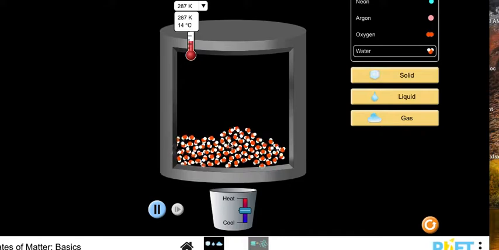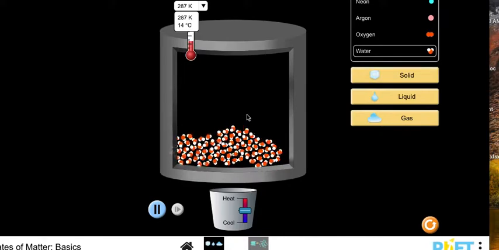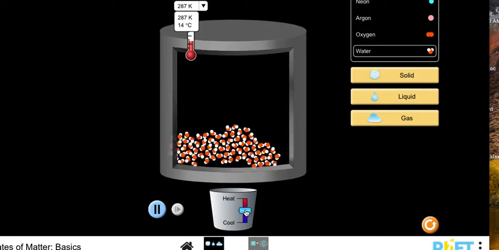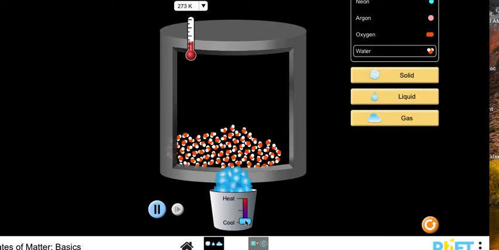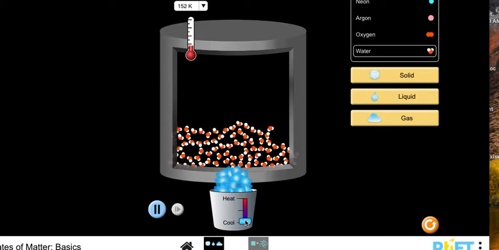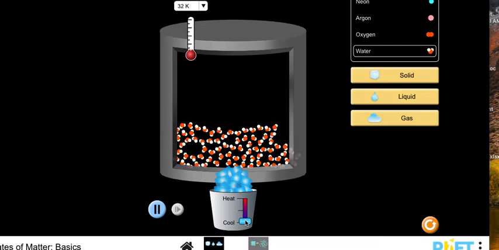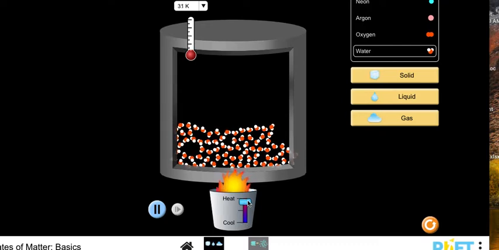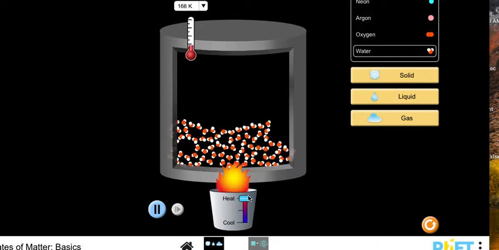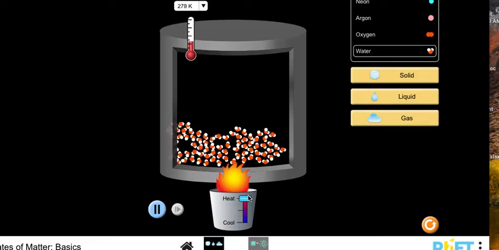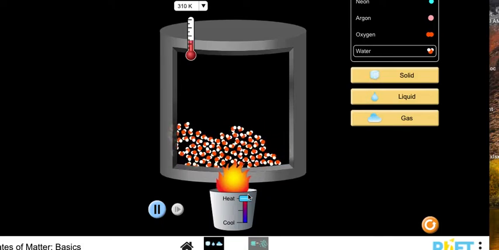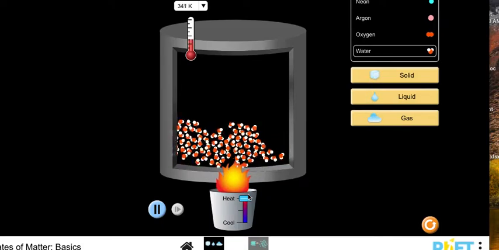Just looking at this, what state of matter would you think that water is in this picture? Now let me cool it a little bit and see if you can tell any difference. Okay, what state is it in now? Begin to heat it. See melting take place. Oh, I just gave it away.